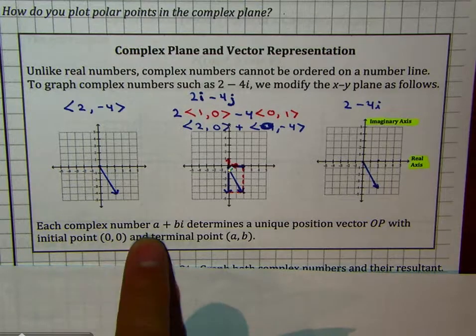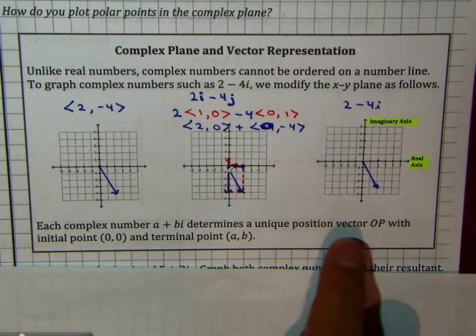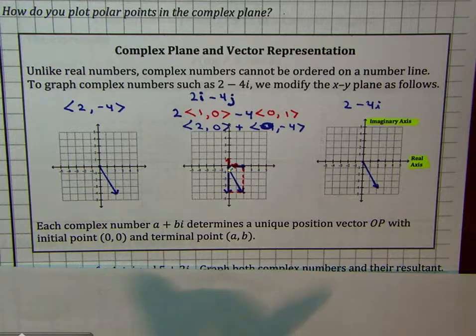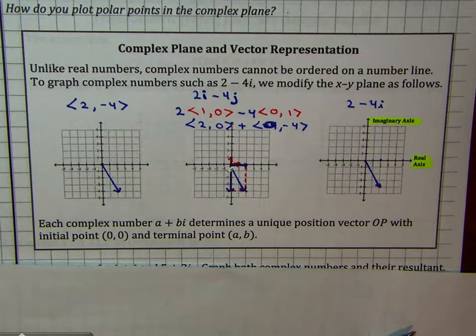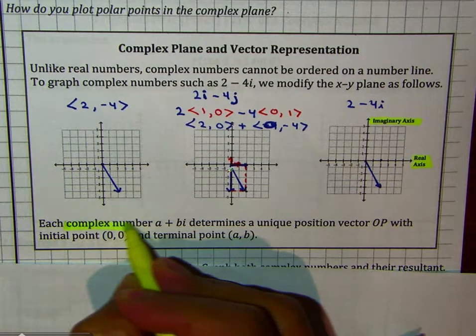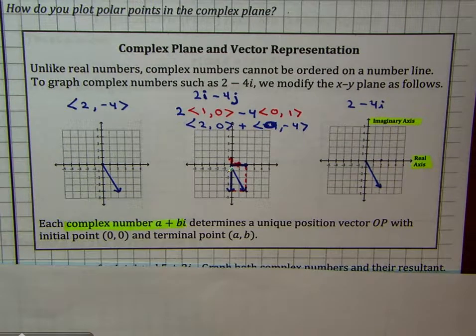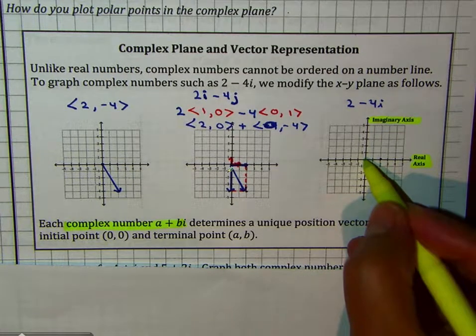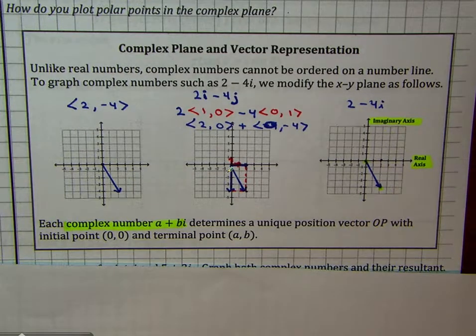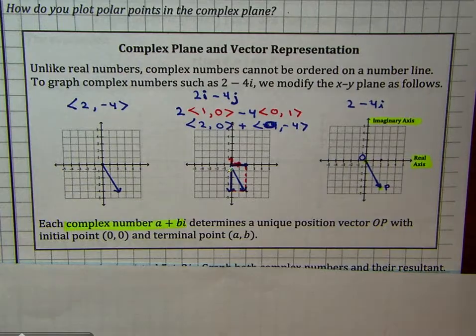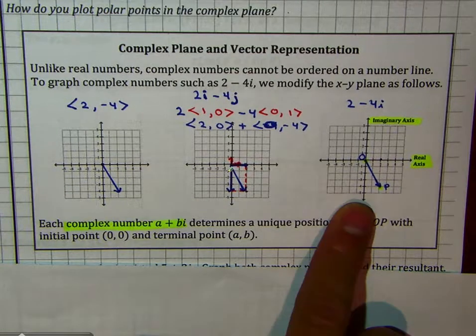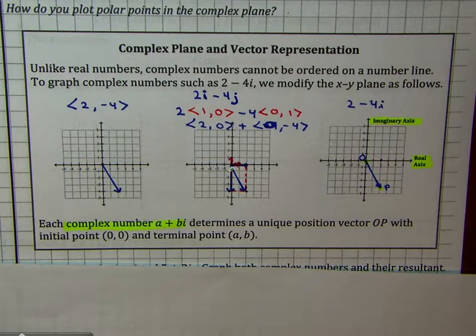Each complex number a plus bi determines a unique position vector, OP, with an initial point at (0, 0) and the terminal point at (a, b). So therefore, we are going to write or treat complex numbers as the vector representation, where you start at the initial point and end at your terminal point, where this will be O and this will be P. So we have the three types of representations that we have so far, and we are going to treat them the same. The formulas that we're going to cover today are very similar to what we covered in section 6.3.